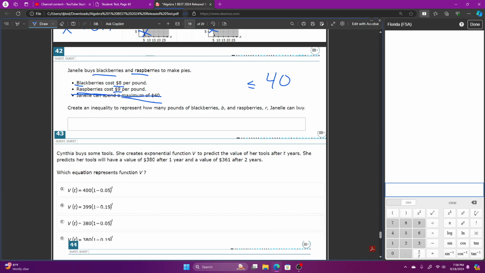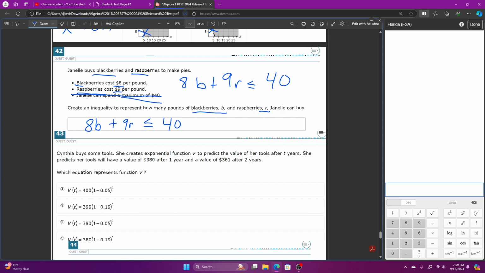And blackberries cost $8 per pound. Raspberries cost $9 per pound. And what do you do with the amount of money she spends on blackberries and raspberries to see how much she spent on both things? You add them up. And we're already done. We have created our inequality. 8b plus 9r is less than or equal to 40.